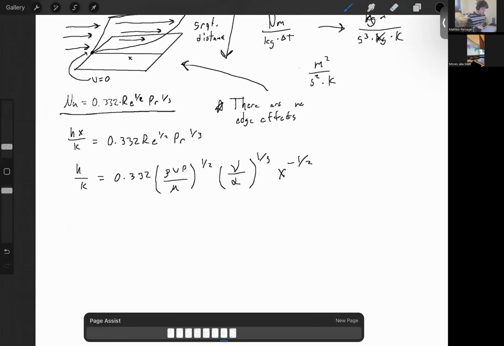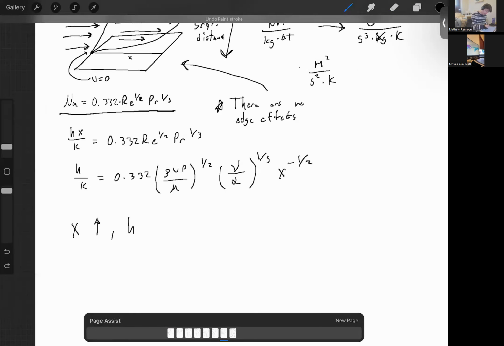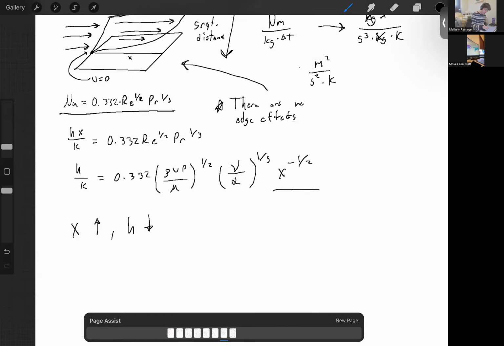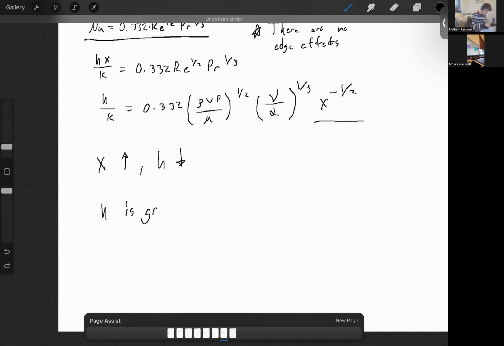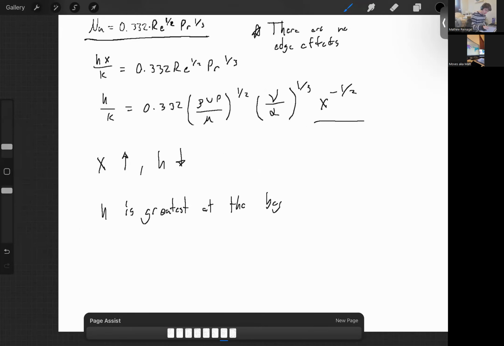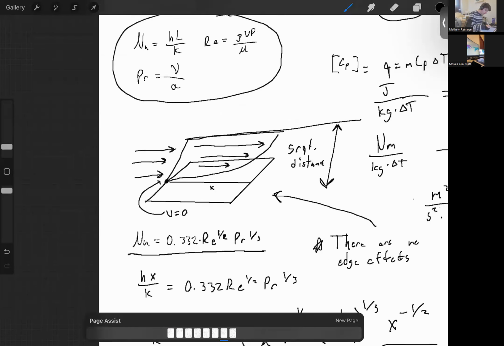So if we analyze what's happening to our value, as X increases, our thermal conductivity gets lower. Because look at what it does to the algebra here. If this increases, this entire function and therefore the heat transfer coefficient gets smaller. So what that tells us is that H is greatest at the beginning. So if we're thinking about this plate here, thermal conductivity is best when it is around this group.